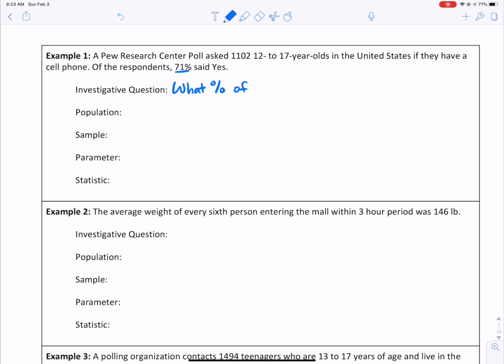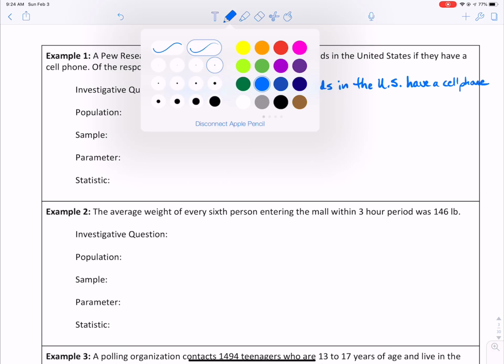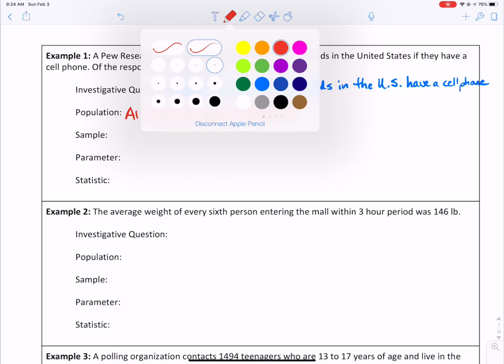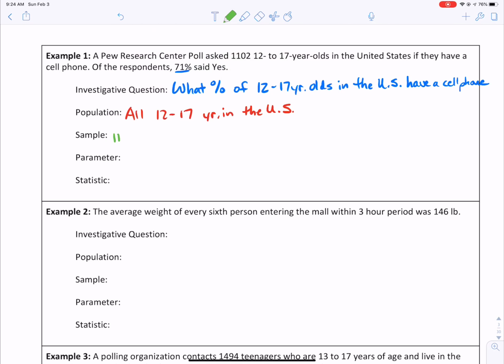What percent of 12 to 17-year-olds in the U.S., that's an important description since they told us that, have a cell phone? All right. What percent of 12 to 17-year-olds in the U.S. have a cell phone is what we're trying to figure out. So the population would be all 12 to 17-year-olds in the U.S., that very large group of people we're looking for information about. The sample is the 1,102 of them that you actually asked the question.